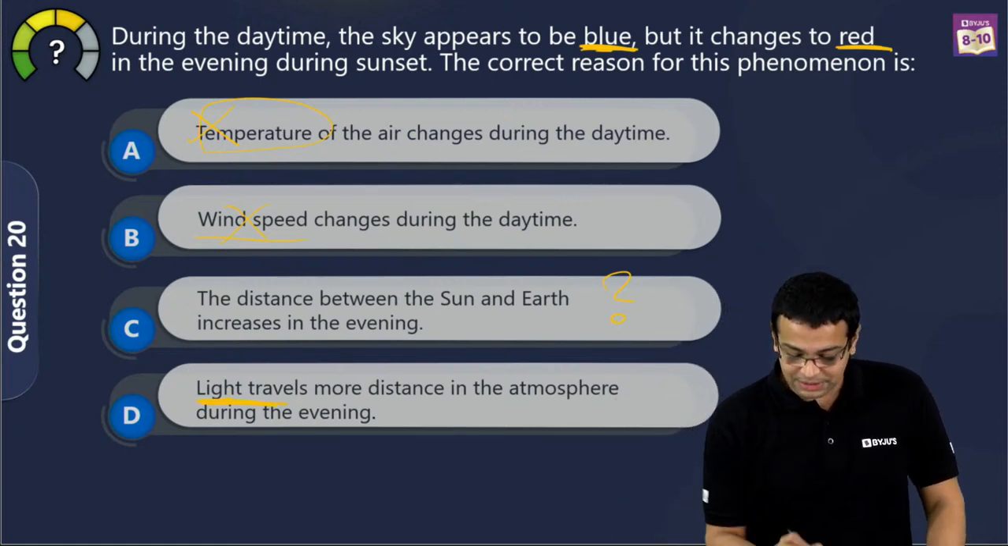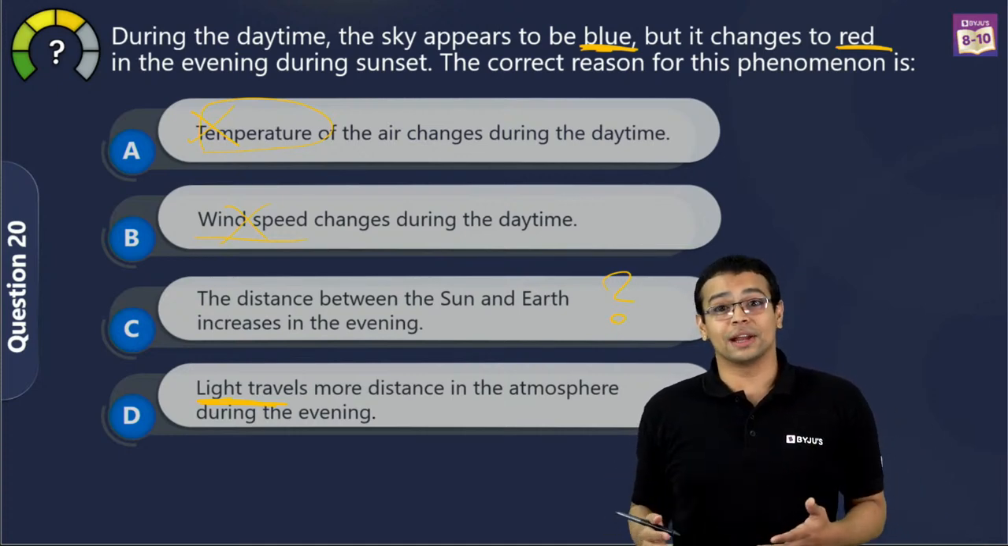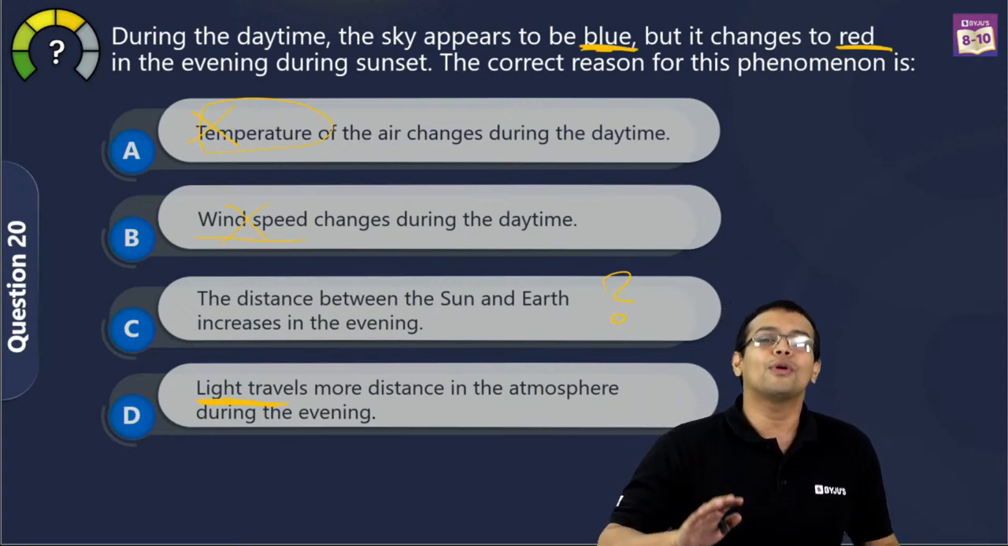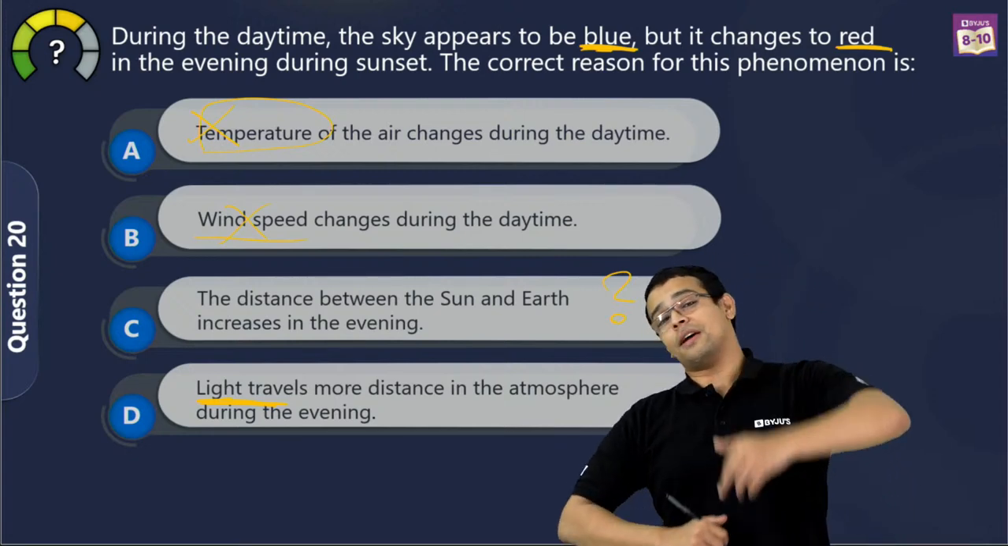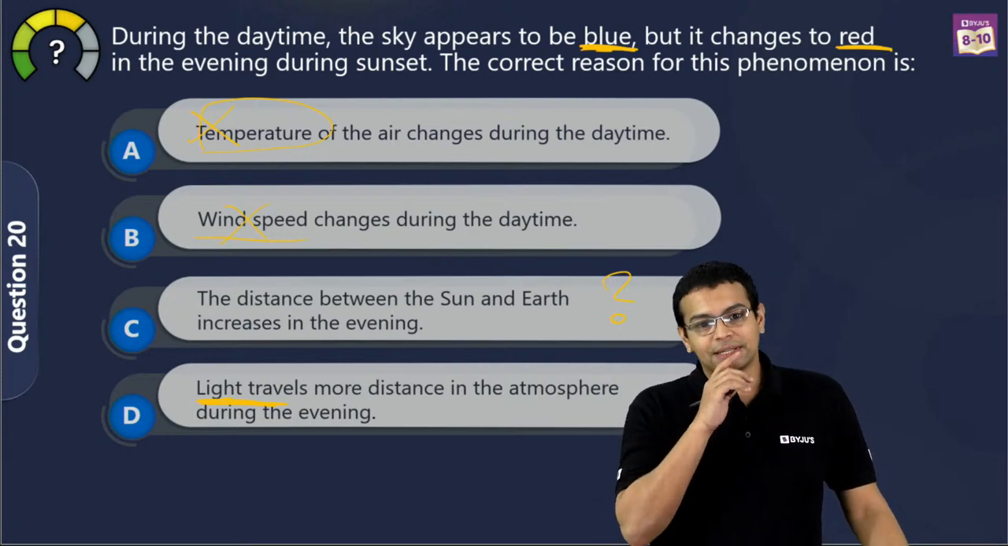Light travels more distance in the atmosphere during the evening. You see that? Without even getting into the physics, you can just look at the words that are used here and use logic to say that D is the answer. But just for the few of you who are a little curious, and I love that you love physics, and I love that so many D's are out there. C. Somebody said C also.